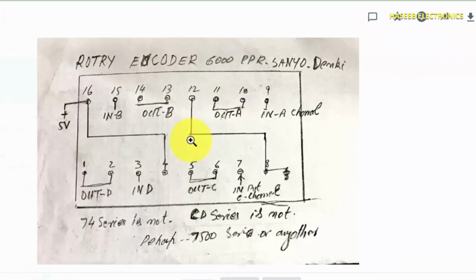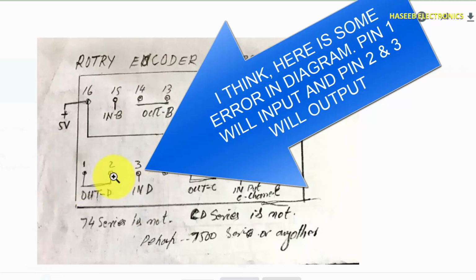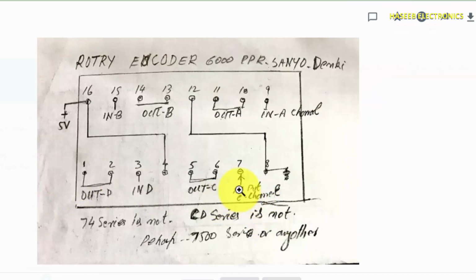If we see this IC, pin number 16 is connected to 5 volt and pin 4 is connected to 5 volt. This channel A input has two outputs. Then pin number 15 is input, 13 and 14 are outputs. Pin 3 is input, 1 and 2 are outputs. And pin 7 is input, 5 and 6 are outputs. That means this IC is receiving input at one pin and it is providing two signals.